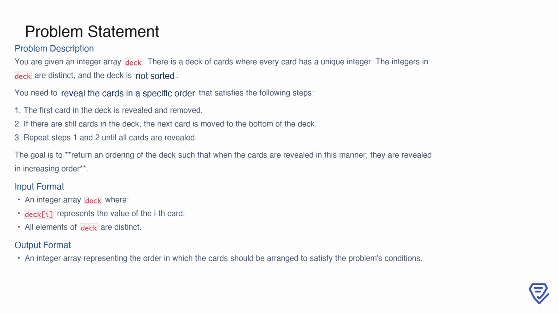Here's how the process works. First, the top card of the deck is revealed and removed. If there are still cards left, the next card is moved to the bottom of the deck. These two steps are repeated until no cards remain. The challenge is to return an ordering of the deck such that, when the cards are revealed following these steps, they appear in increasing order. The input is the unsorted array deck, and the output is the rearranged array that satisfies this condition.